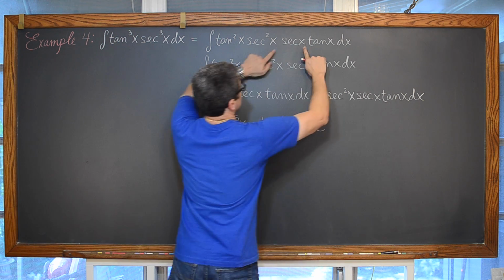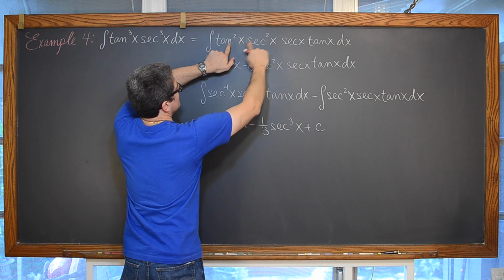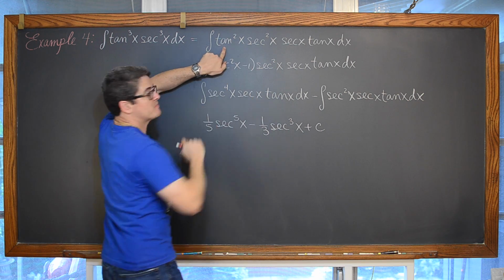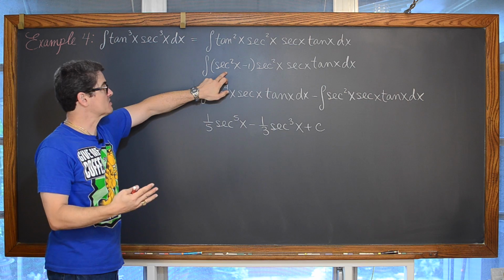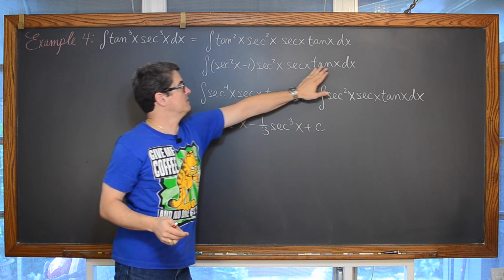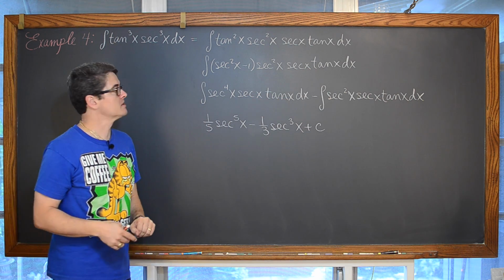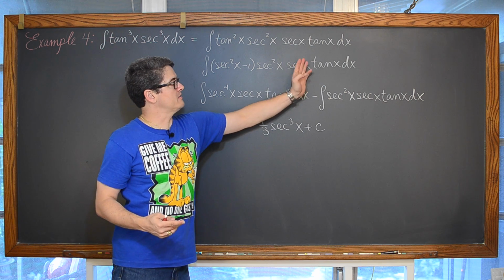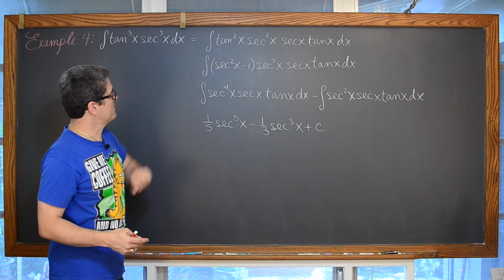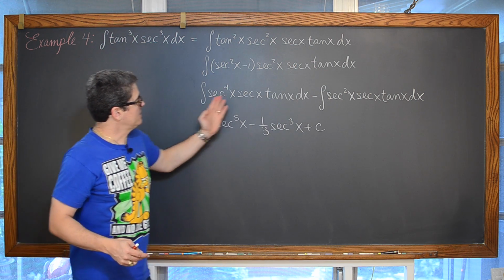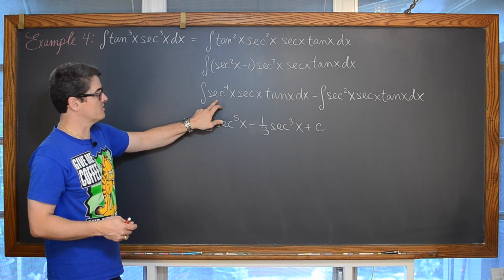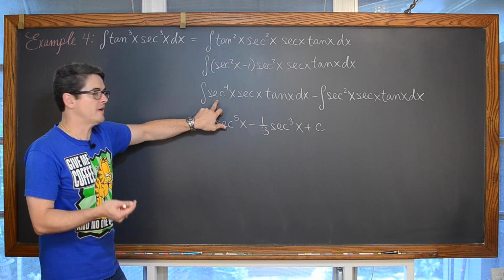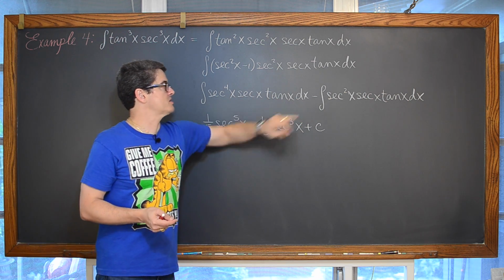Taking out our factor of secant tangent, now we have the tangent of x being squared, using the Pythagorean theorem to convert that into secant squared minus 1, distributing the secant squared x times secant of x, tangent of x dx through those parentheses, giving each of those terms their own integral notation, and we have our u, which is secant of x, and du being secant of x, tangent of x dx.